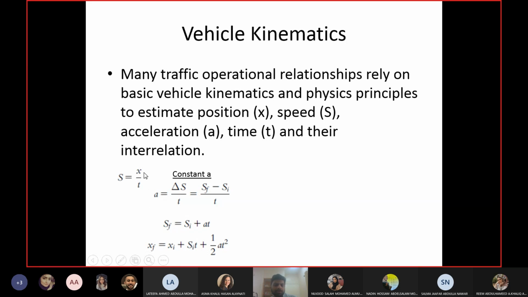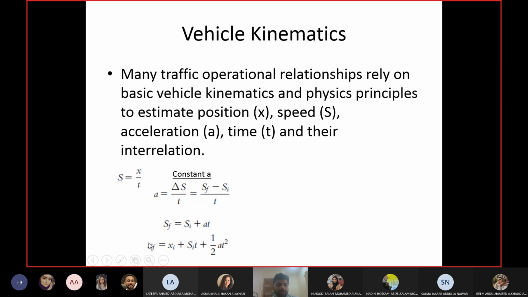So speed equals distance upon time, we know that. Acceleration is the difference in speed upon the time of acceleration, which will give you the acceleration. And here acceleration is taken as a constant. So from S_I to S_F, acceleration is not changing; you are accelerating at a constant rate. Then final speed will be initial speed plus acceleration times the time of acceleration.